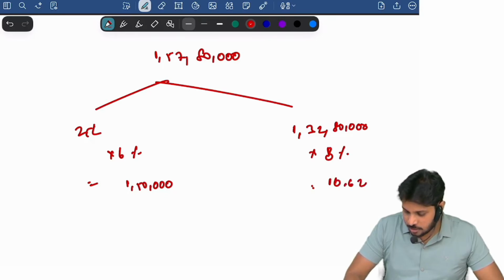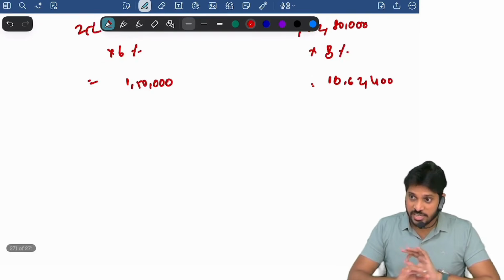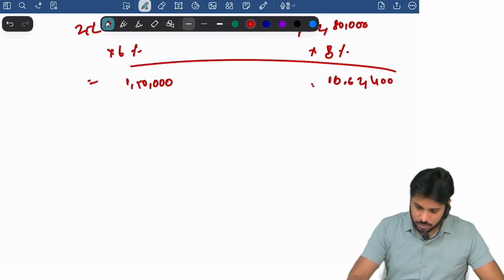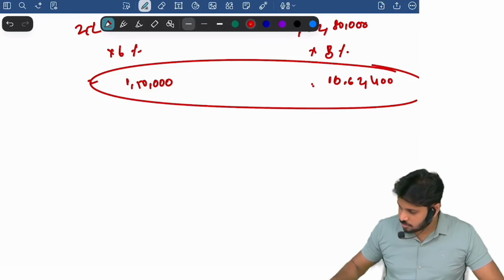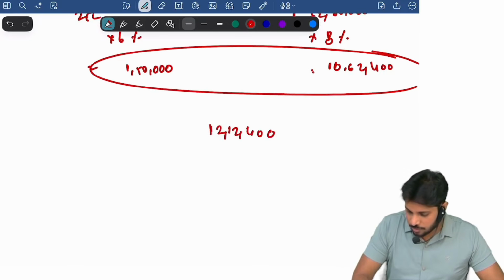gives 10 lakh 62,400. When you're following presumptive taxation, no deductions you will claim. Interest paid to partner, remuneration paid to partner, nothing. Yes or no? So what is the total PGBP income? 10 lakh 62,400 plus 1 lakh 50,000 is equal to PGBP income 12 lakh 12,400. Am I right?